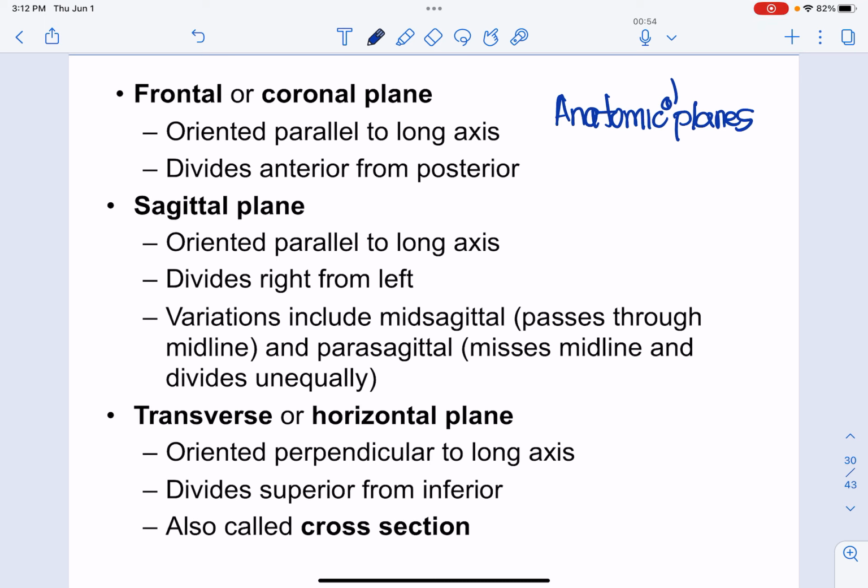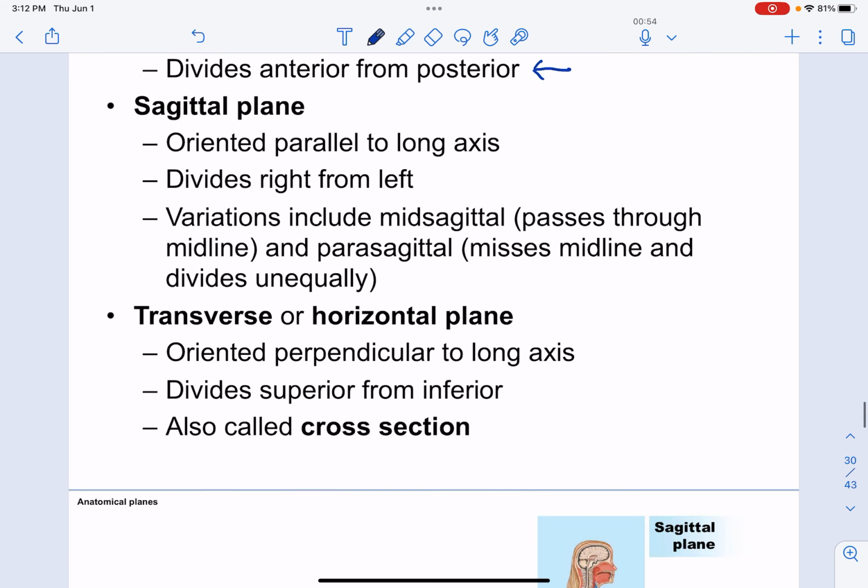All right, so the first one we're going to talk about, and I have pictures to show you what each of these look like, is called a frontal or coronal plane. That is going to make a separation through the body, creating an anterior and posterior section. Let me take you to that.